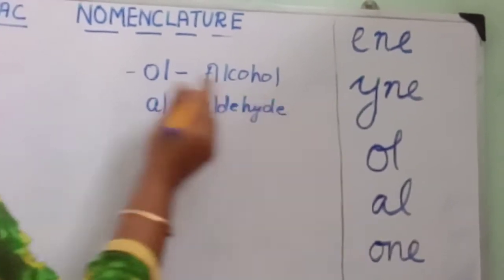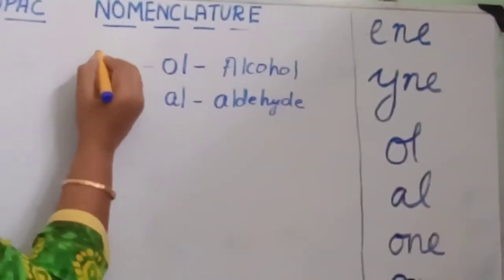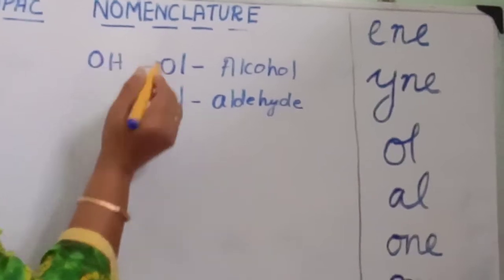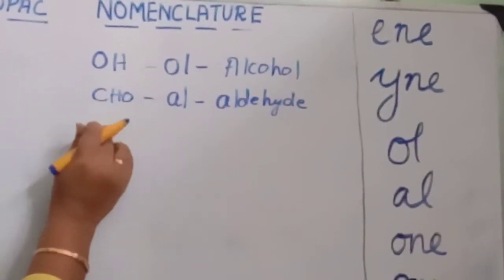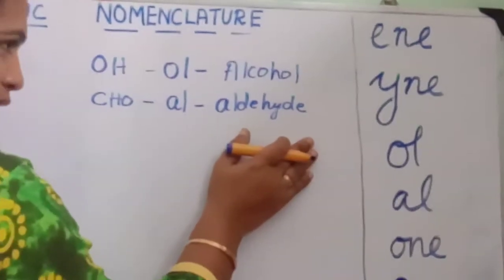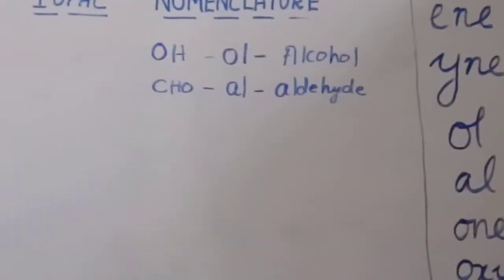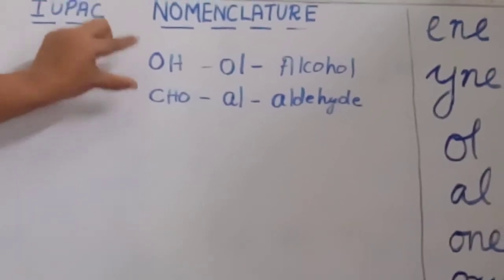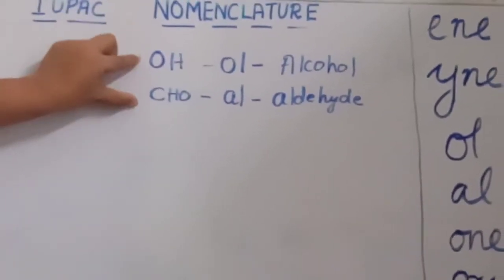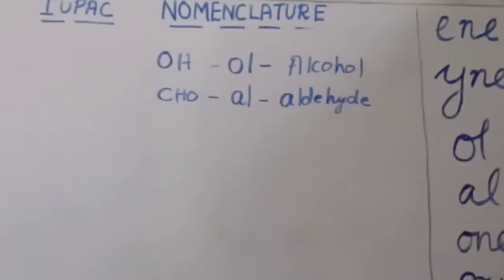Now you have to revise it. Alcohol means it will have an OH group. Aldehyde means it will have a CHO group. So how are we supposed to name these two? I have already said that these OH and CHO groups will always appear only in the terminal positions.